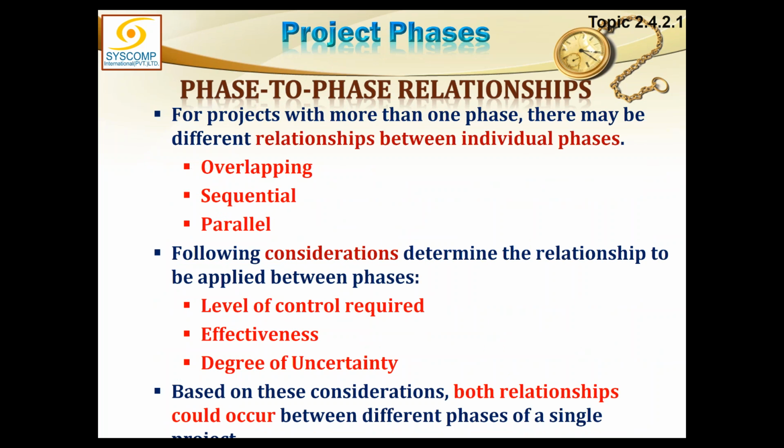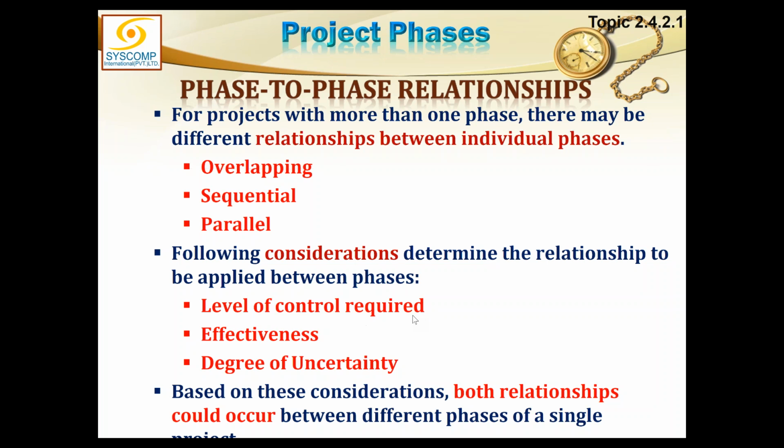So we have got overlaps, we have got sequential, and the third type could be parallel, which is rejected altogether. We don't want to start two phases together. So overlapping and parallel are not exactly the same. Overlap is a little overlap in between two phases, and parallel means that they are running together, which is not applicable.